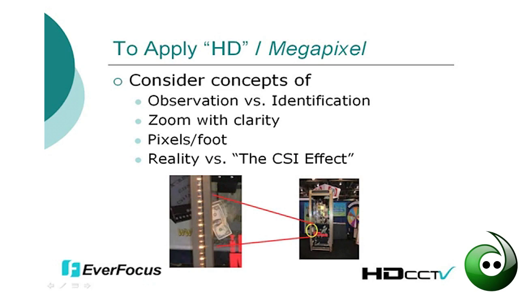CSI is a television crime show popular in the US where people frequently do things that are simply not possible with real-world closed-circuit TV systems, such as the illustration you see here, where we started out with a 12-megapixel picture and can get a very, very clear image of the dollar bill, but that is not practical for traditional megapixel cameras in this day and age.